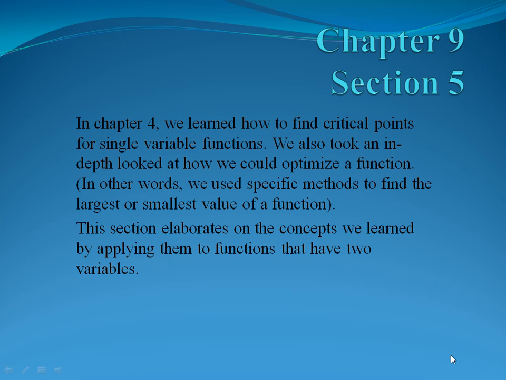Chapter 9, Section 5. In Chapter 4, we learned how to find critical points for single variable functions. We also took an in-depth look at how we could optimize functions by finding local maxes, local mins, global maxes, global mins. In other words, we use specific methods to find the largest or smallest value of a function. This section elaborates on the concepts we learned by applying them to functions that have two variables. So we're going to be looking for critical points, maximums, and minimums.